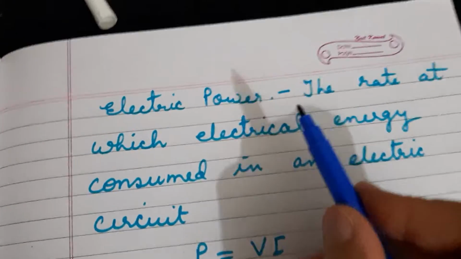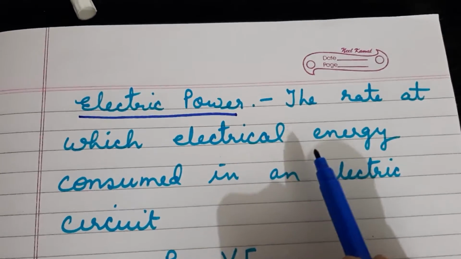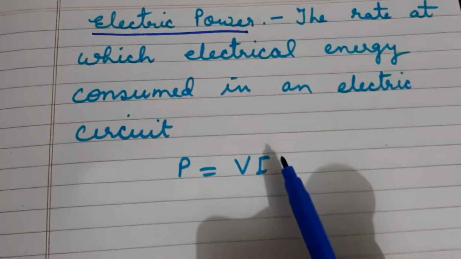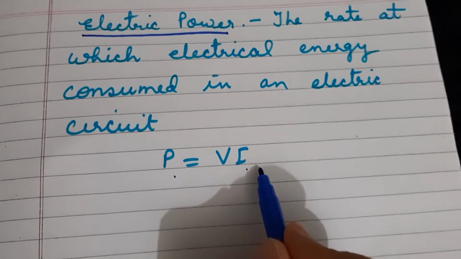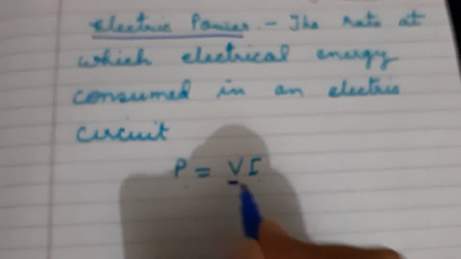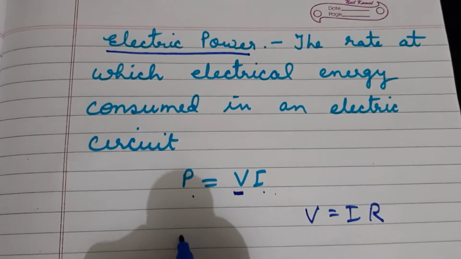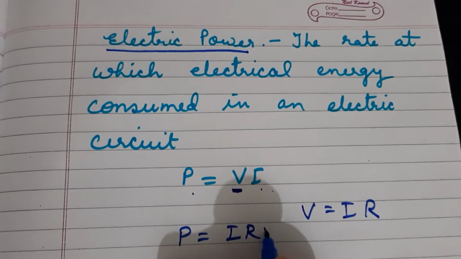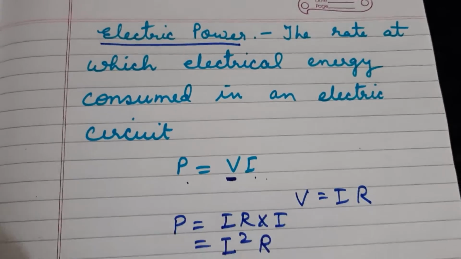Now, the last topic is electric power. What is electric power? Electric power is the rate at which electrical energy is consumed in an electric circuit. The power formula is P = VI. Now, if we substitute V by Ohm's law, V = IR, then P = IR into I. So the formula becomes I squared R.